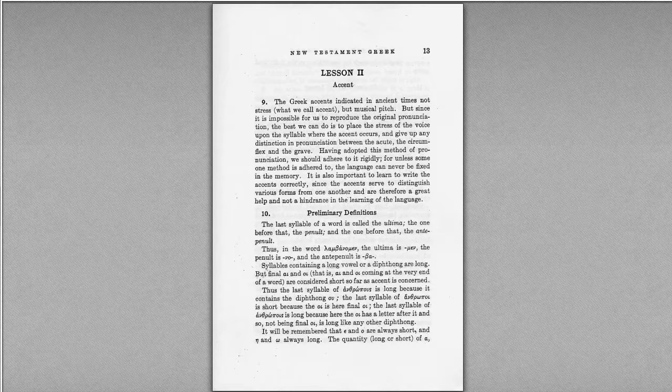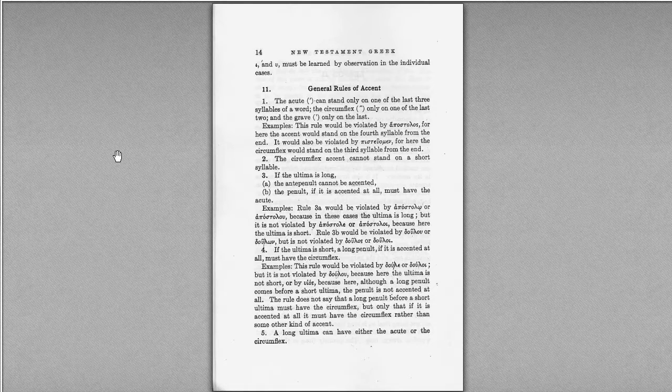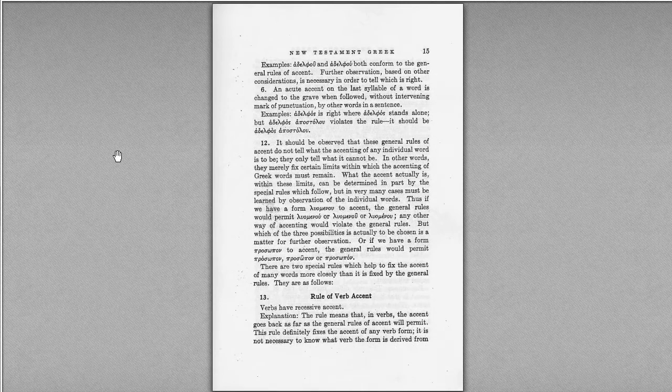In the previous lectures of Lesson 2, we talked about the Greek accents and preliminary definitions of the Greek syllable structures. We learned that there are three accents: the acute, the circumflex, and the grave, as well as the three types of syllable structures: the ultima, the penult, and the antepenult. We also went over the general rules of accent, and we showed the 6 rules of accent. Now, we're going to move on and talk about the rule of verb accent and the rule of noun accent.